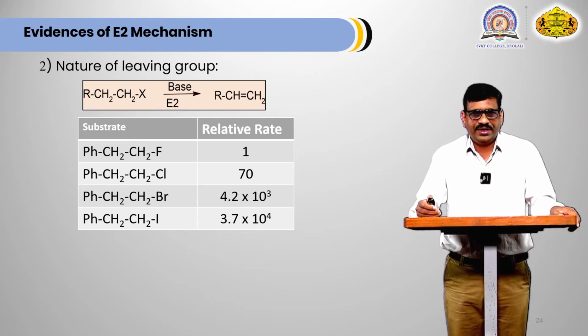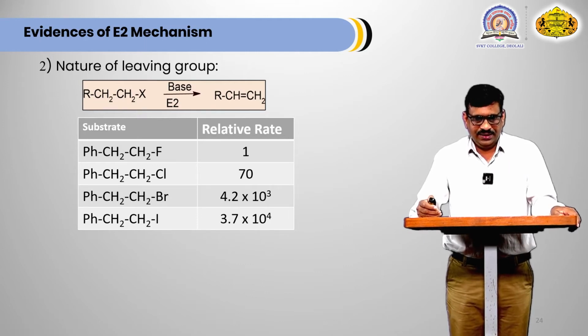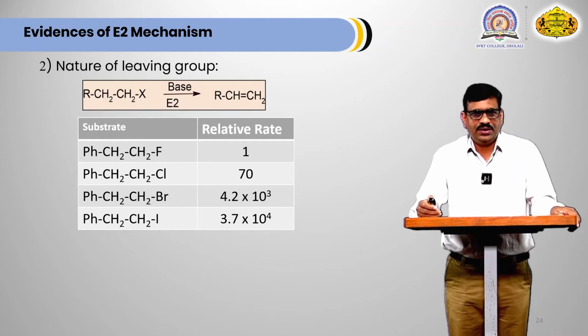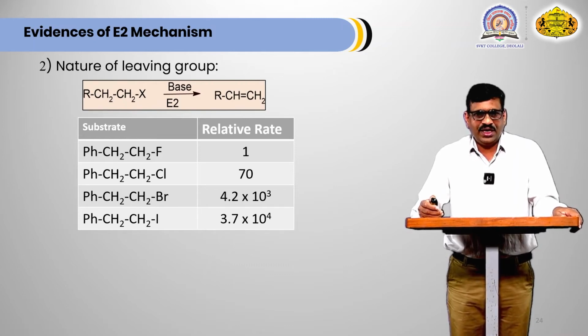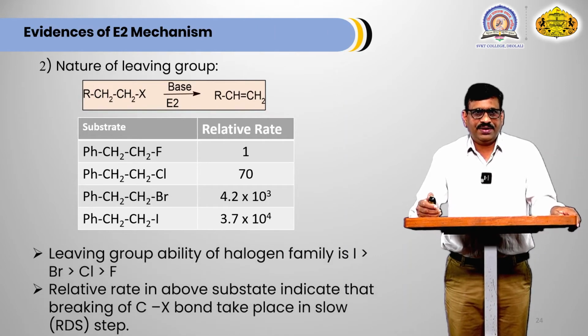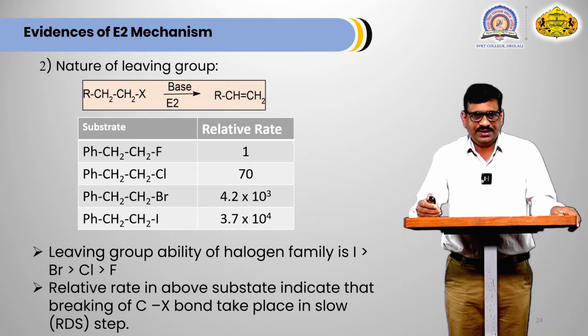The third compound reacts with the rate 4.2 into 10 raised to 3, and for the fourth compound, where iodine is the leaving group, the rate of the reaction is 3.7 into 10 raised to 4. We know that the leaving group ability in these alkyl halides is iodine greater than bromine, greater than chlorine, greater than fluorine. It means iodine is a good leaving group and fluorine is a bad leaving group. That's why as the leaving group ability increases, the rate of E2 elimination also increases.